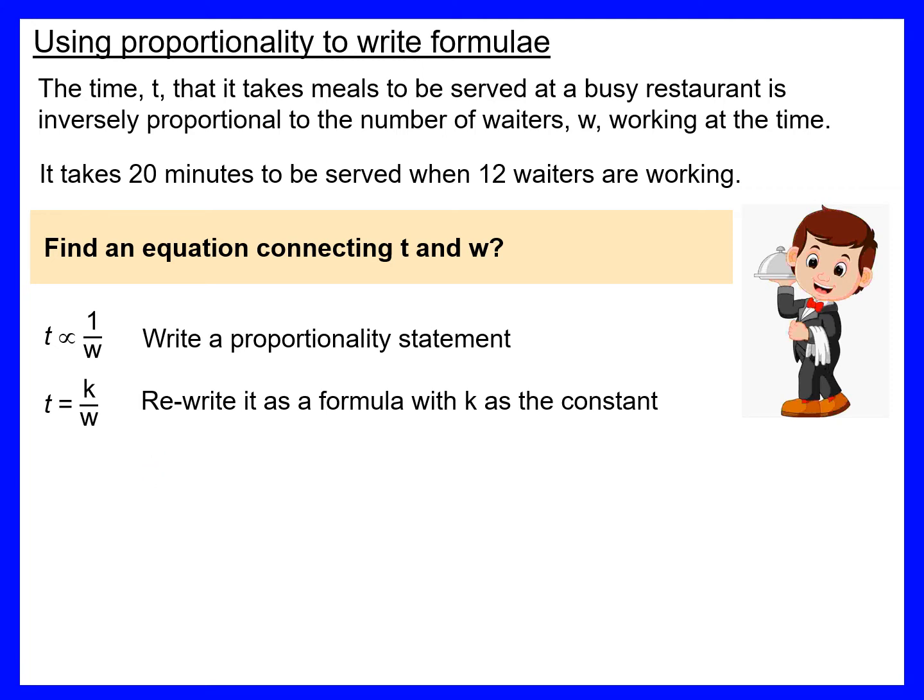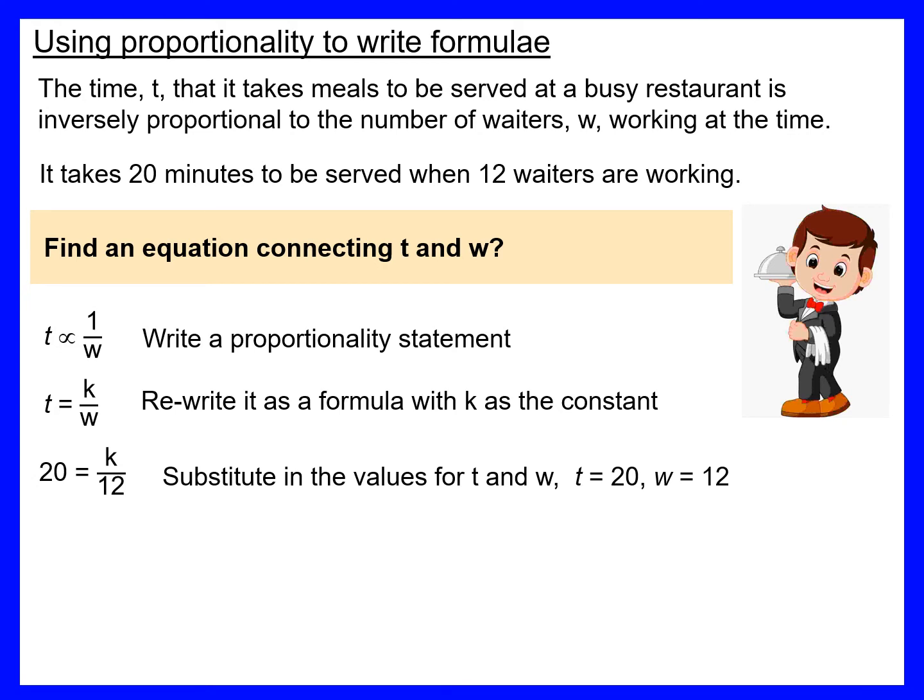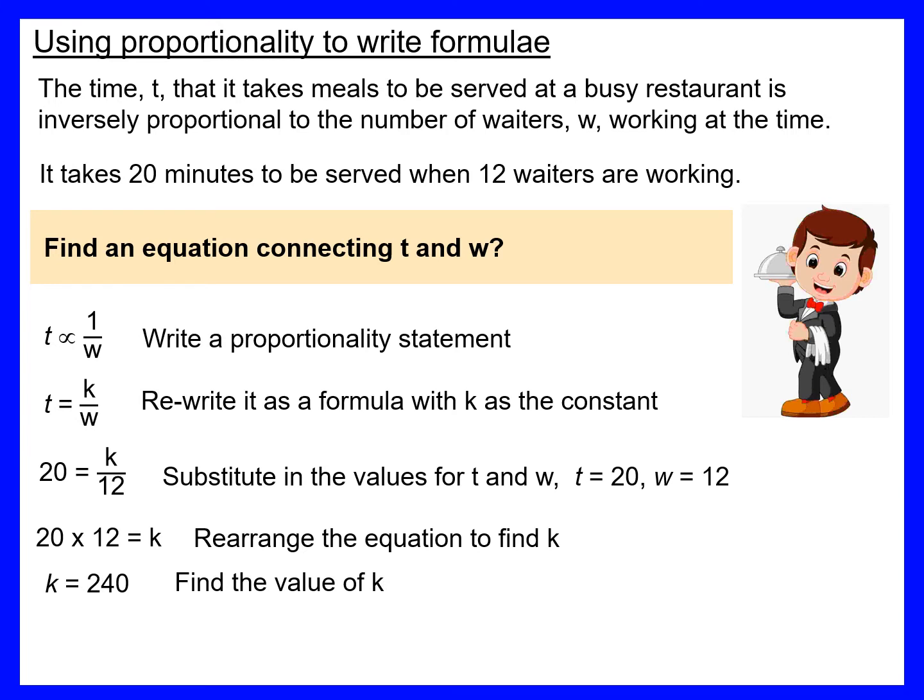Okay, so once we have our formula, we're now going to put in our values. We're substituting our two values we were told, 20 minutes and 12 waiters. So T is 20 and W is now 12. Again, remember we want to find the value of k, so I've got to get k on its own. We need to get rid of the divided by 12. To get rid of that, we do its opposite, so we multiply both sides by 12. That gives me k as 240.